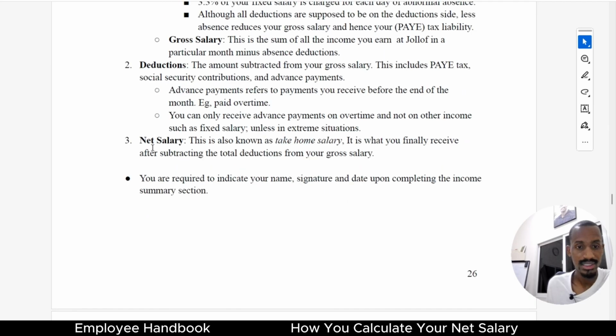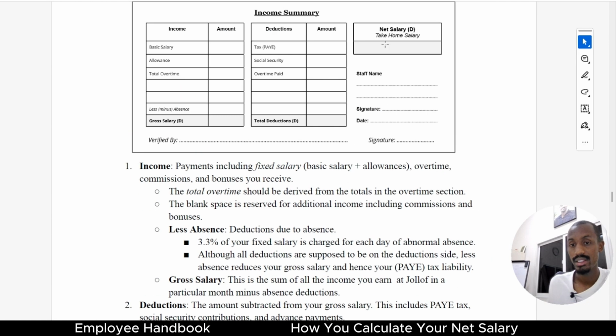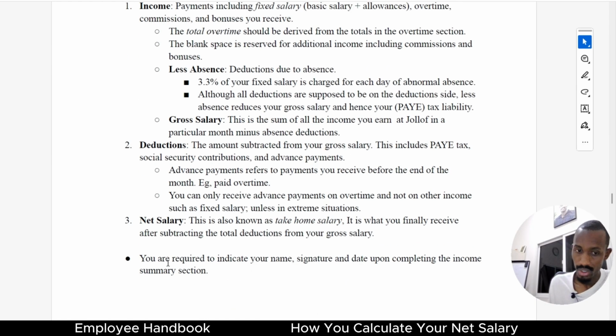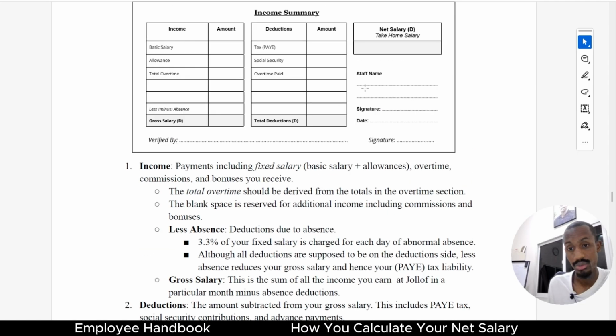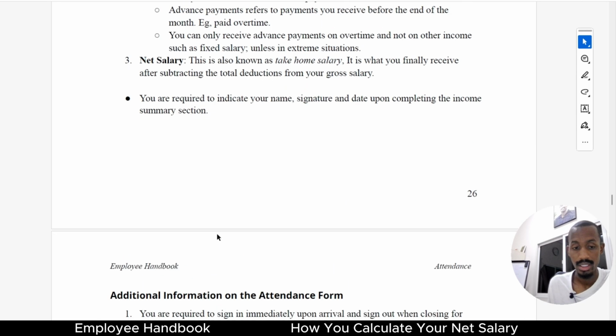Net salary. This is also known as take-home salary. This is what you finally receive after all subtractions have been made from your gross salary. That's why it is called take-home salary. This is what is sent to your bank account at the end of the month. You are required to indicate your name, signature, and date upon completing the income summary. That is here, your name and your income and everything.